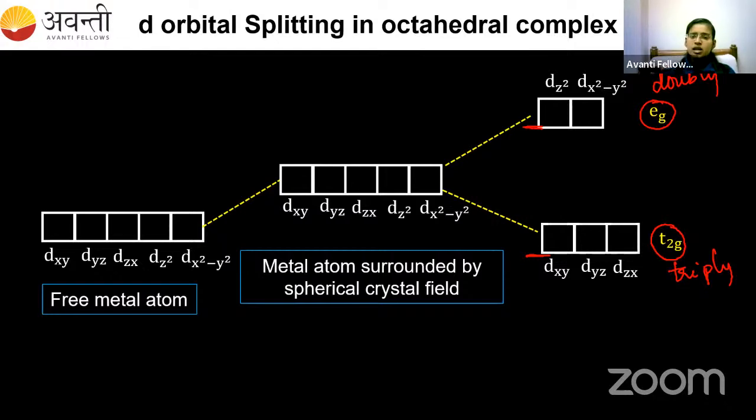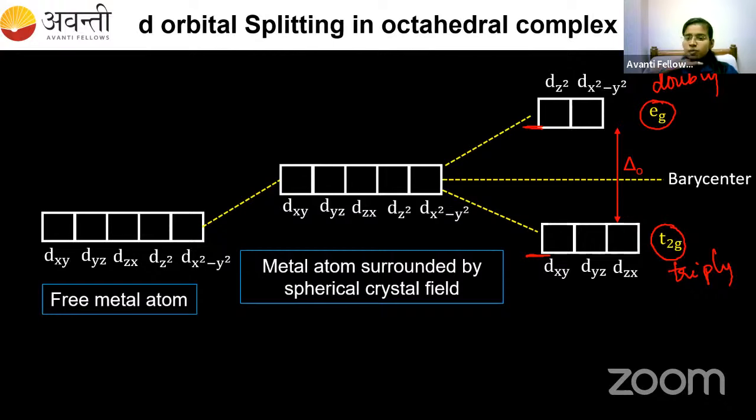And we have the center point which separates these two, and that center is called the barycenter. The distance between the two energy levels is called delta O. What is meant by delta? Delta means splitting. O means octahedral. So delta O means octahedral splitting.